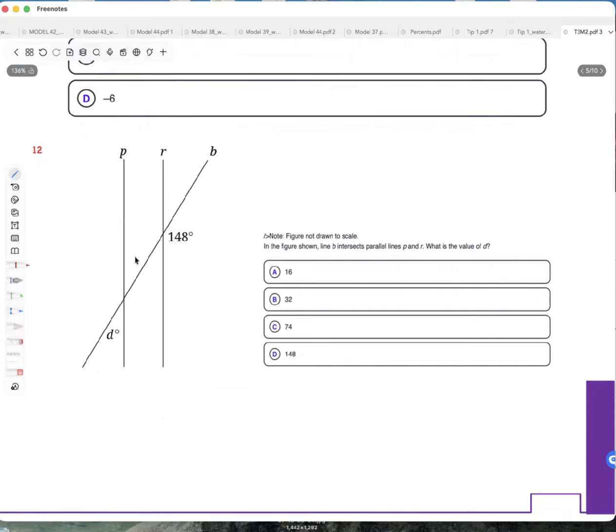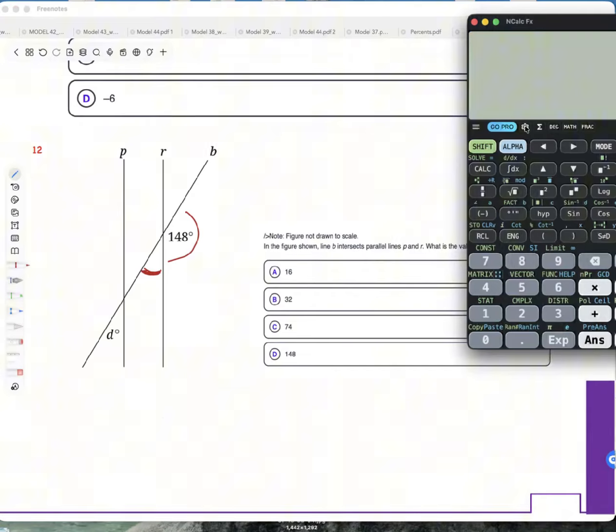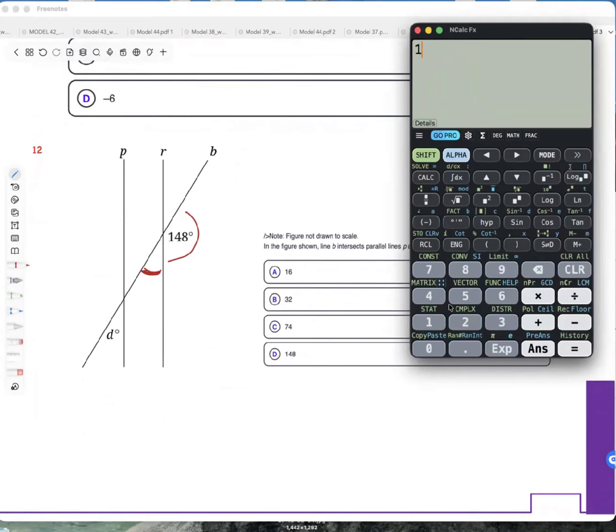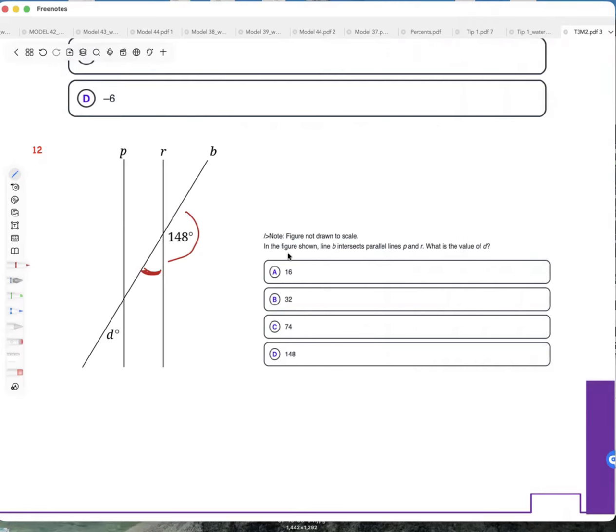In this figure, we have two parallel lines, and this angle is 148. We want to find the value of D. You can find the measure of this angle because both angles are supplementary. You'll just subtract 180 minus 148 to find the measure of this angle, which equals 32. So the measure of this angle is 32.